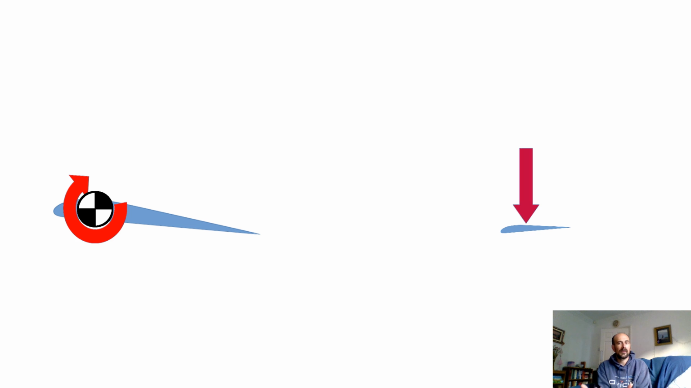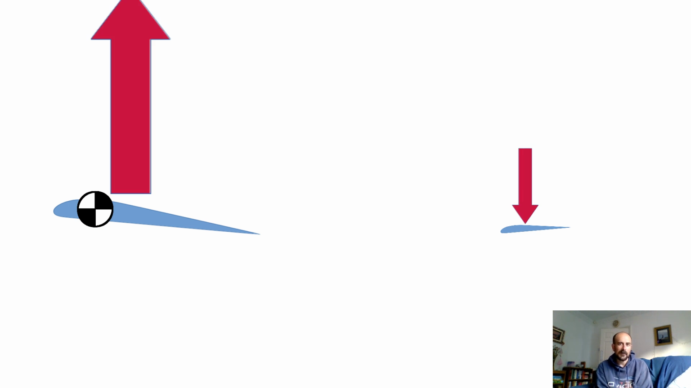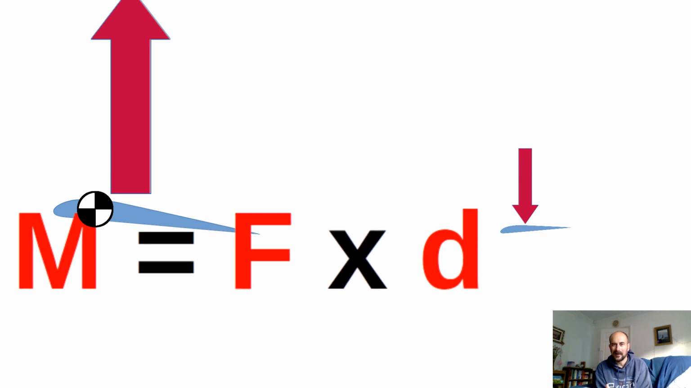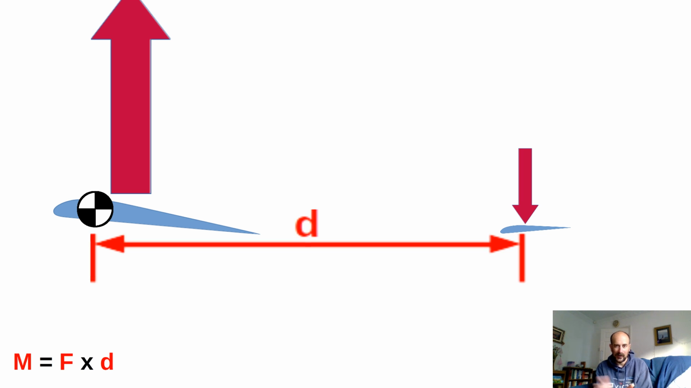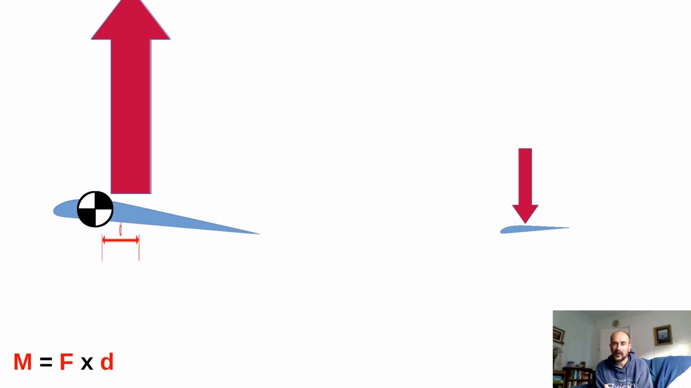The tailplane's obviously much smaller than the main wing, so it generates much less aerodynamic force. But as we were talking about moments earlier, a moment is a force multiplied by a distance. A small force at a long distance, and the tailplane is a long way away from the centre of gravity, can be the same moment as a large force with a small distance, as in the wing.